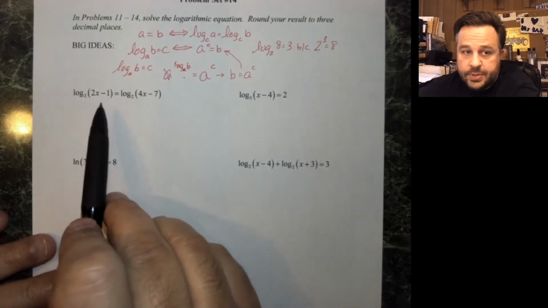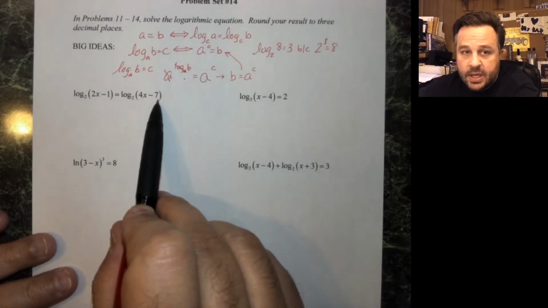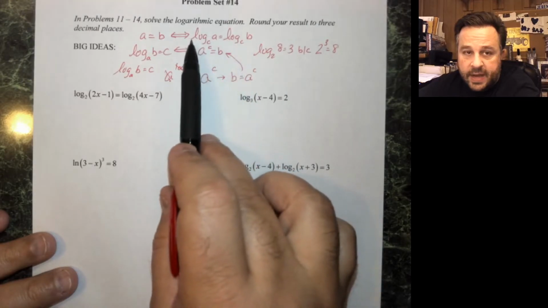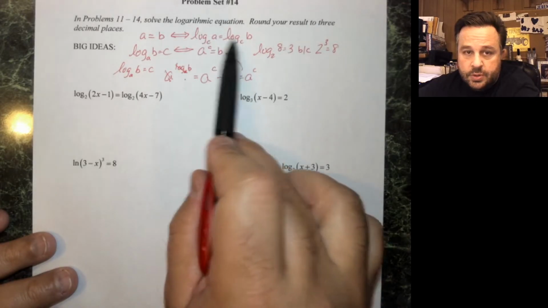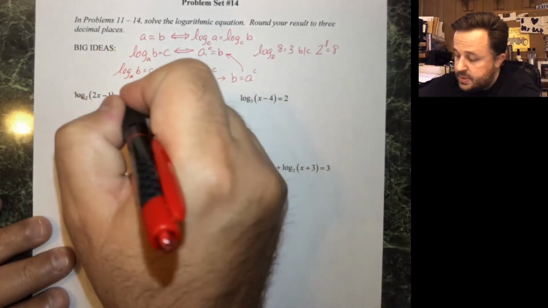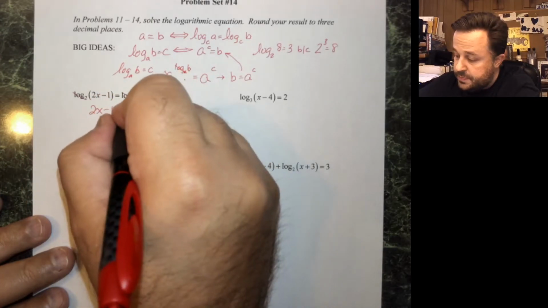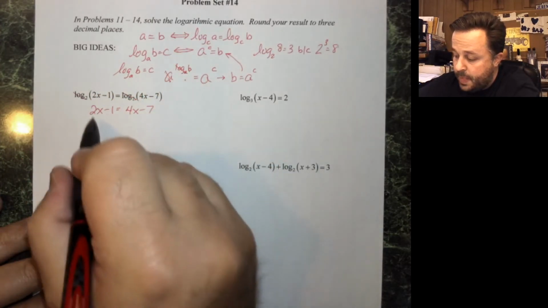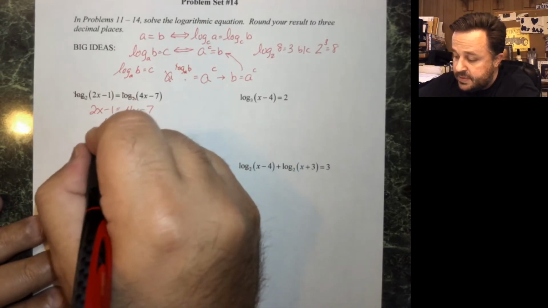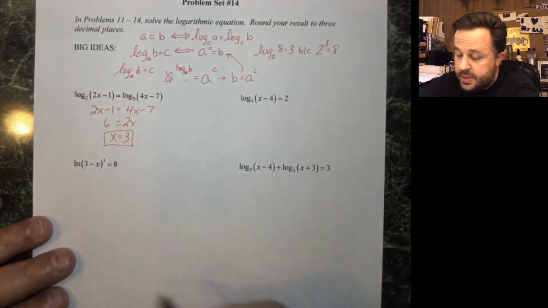First of all, log base 2 of 2x minus 1 equals log base 2 of 4x minus 7. Well, taking this first big idea up here, if I have one log on each side, I can cancel those out, and I get 2x minus 1 is equal to 4x minus 7. Subtract 2x from both sides, add 7, and we divide and we get x is equal to 3.